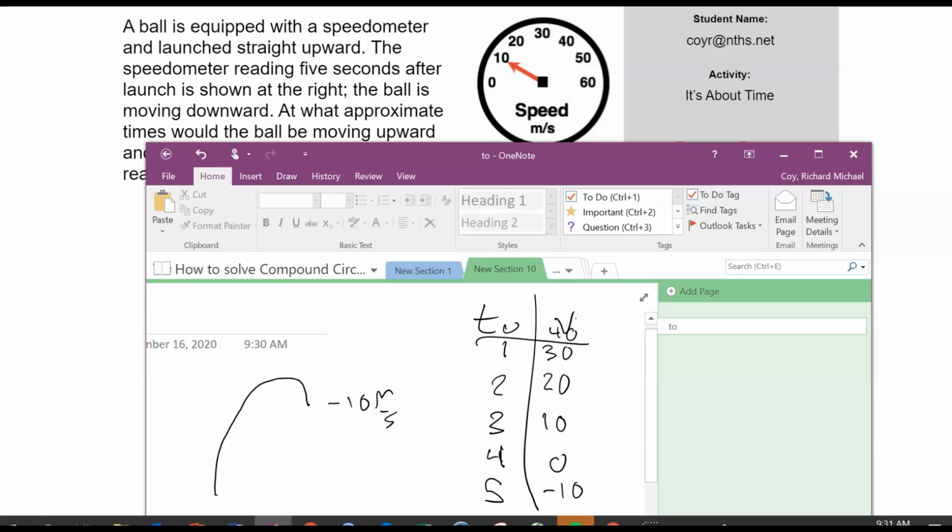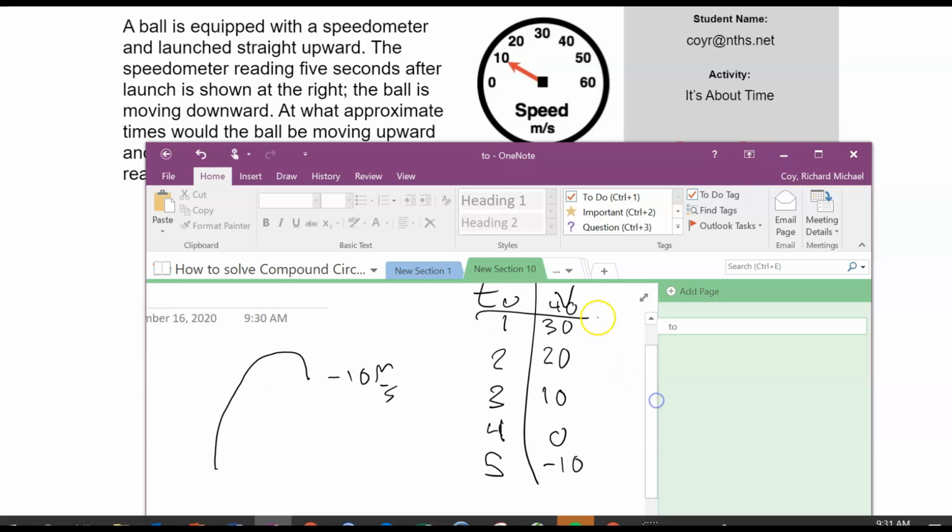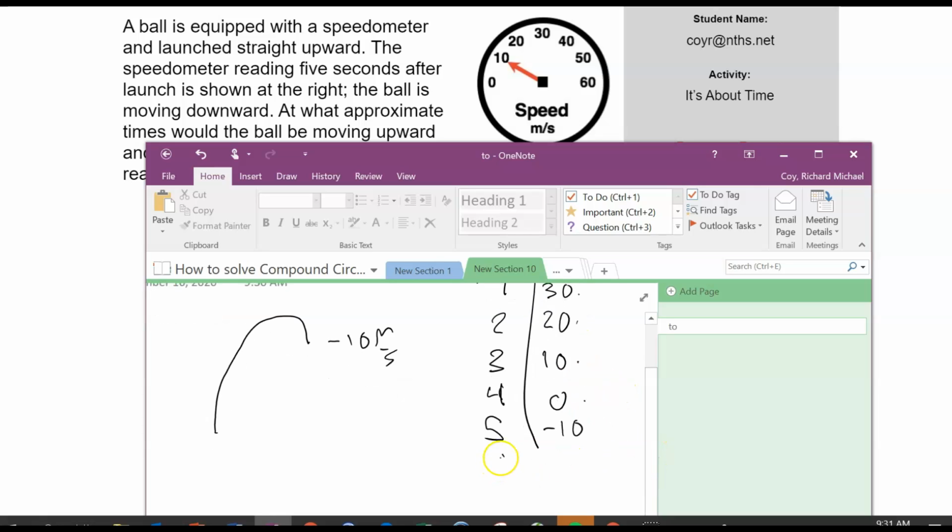So that means somebody threw it up into the sky at 40 meters per second. A second later, it's traveling 30. A second later, it's traveling 20 meters per second. At 3 seconds, 10, at 4, 0, and at 5, it's negative 10. And then 6 would be negative 20, 7 would be negative 30, 8 would be negative 40.